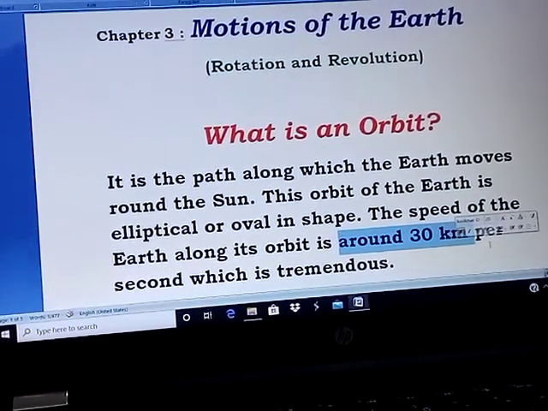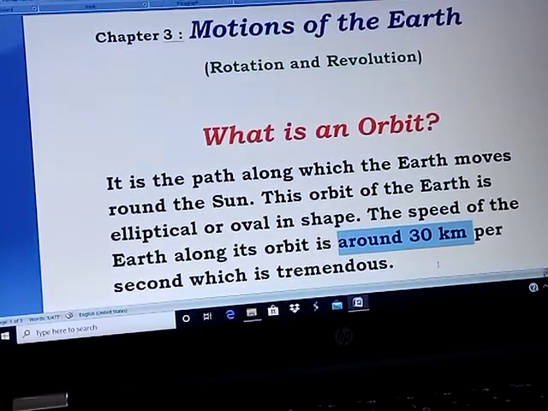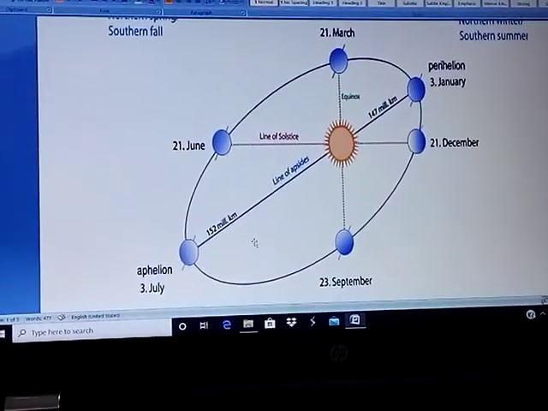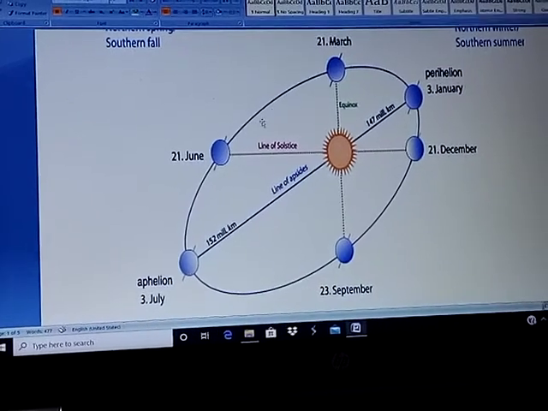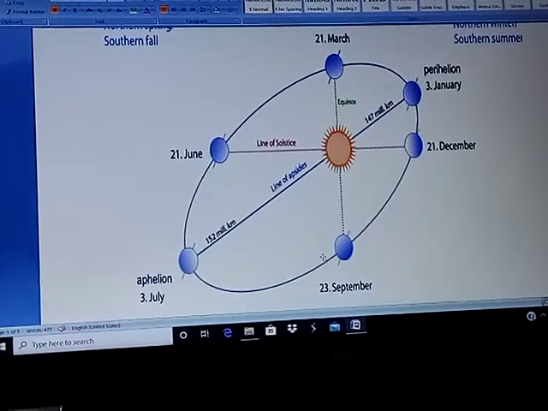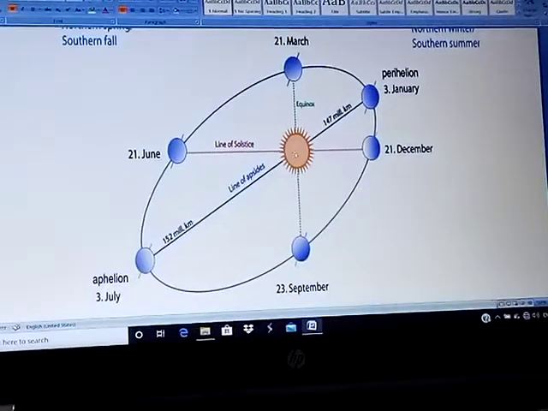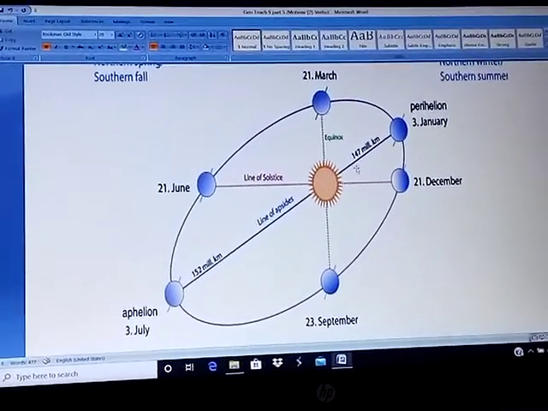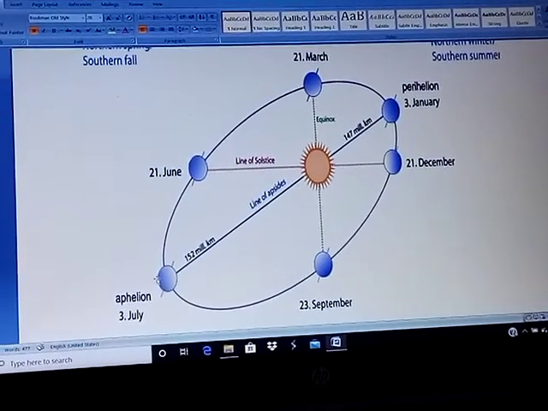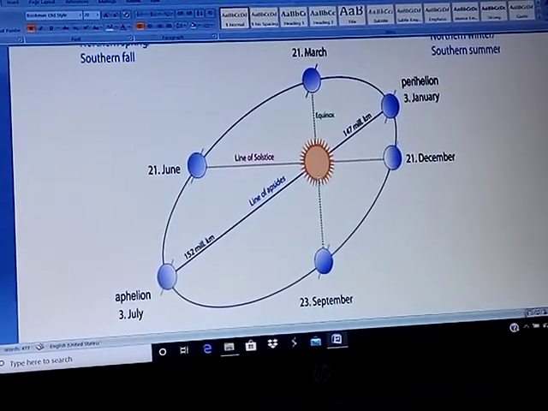Sorry, this is actually the 30 kilometer per second, the speed of the earth that is going around the sun. Now, this is the earth's orbit. Can you see? This is the earth orbit. This is not a full circle. It is oval. Oval means, you see that is the sun, sometimes the earth is closer and sometimes the earth is very far. We will come to this point later in this session itself.